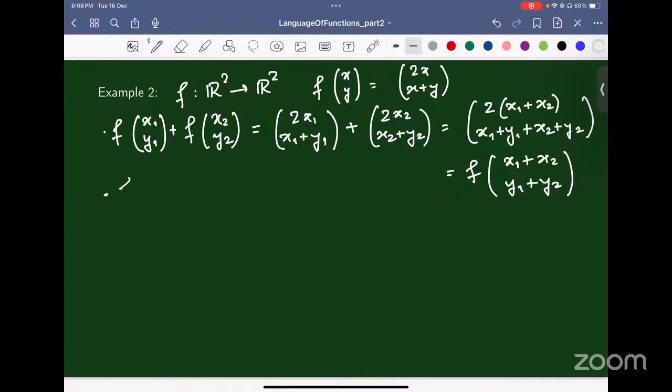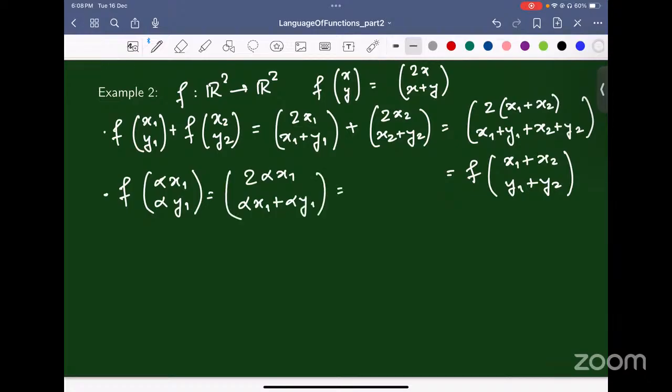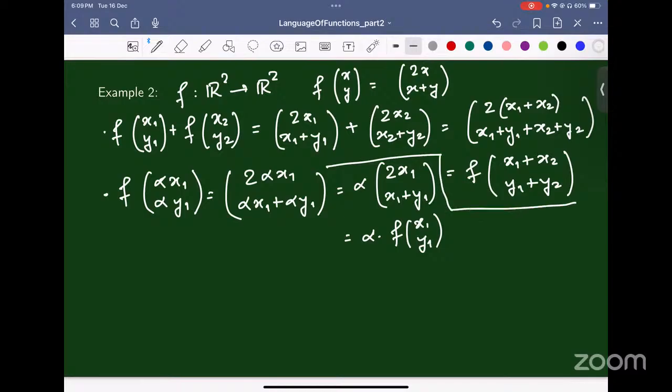The second property can be easily checked also. f of (alpha x1, alpha y1) is equal to (2 alpha x1, alpha x1 plus alpha y1). This is the same as alpha times (2x1, x1 plus y1), and this is the same as alpha times f of (x1, y1). So the second requirement for a linear transformation also checks out.